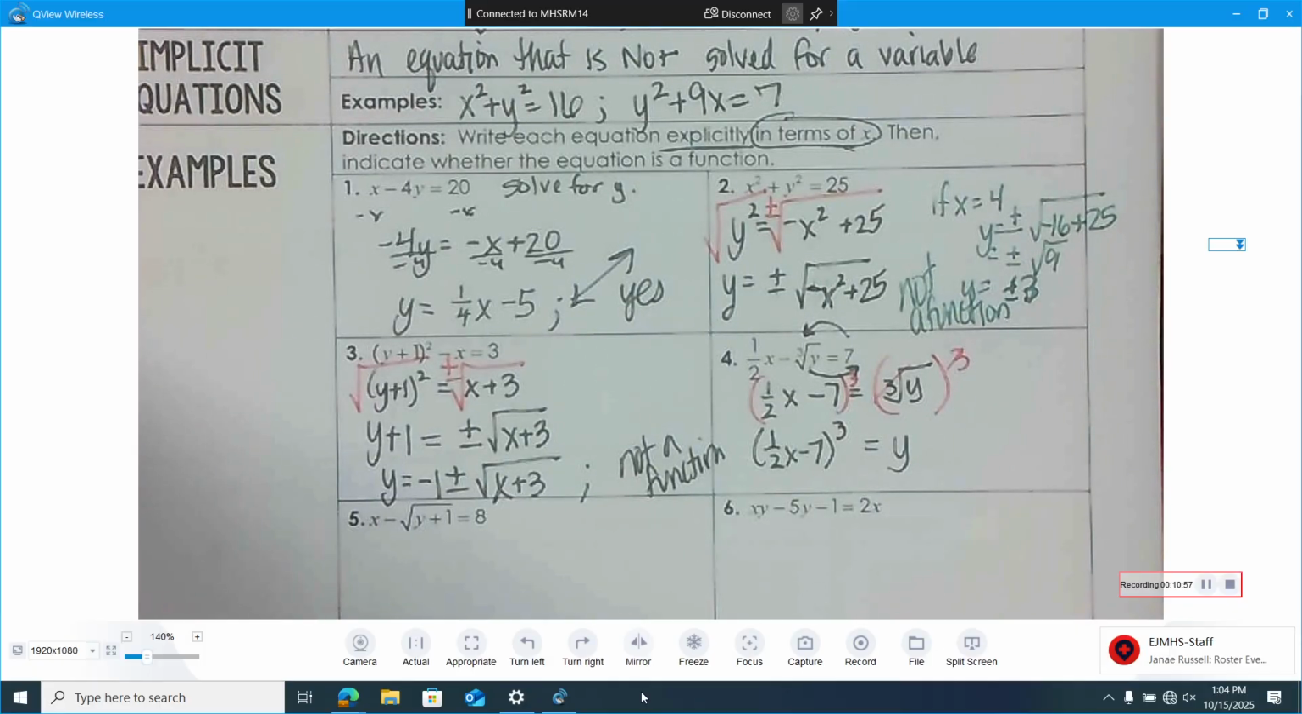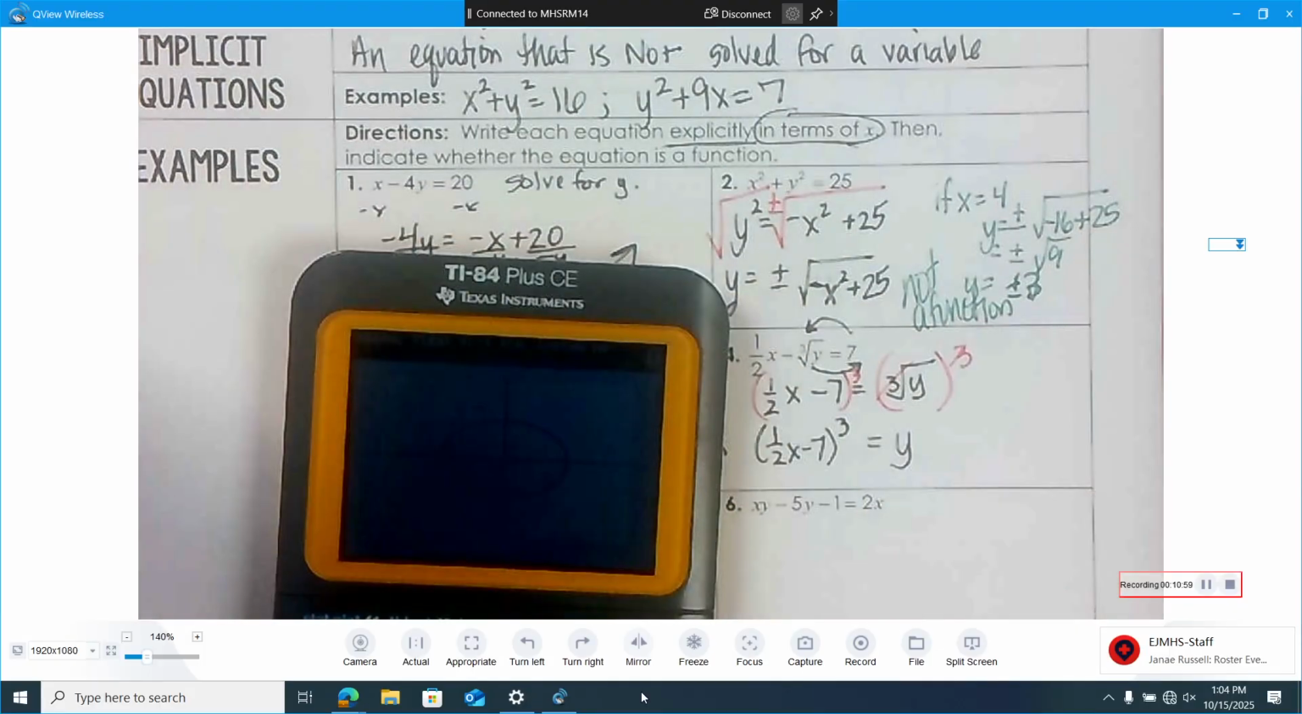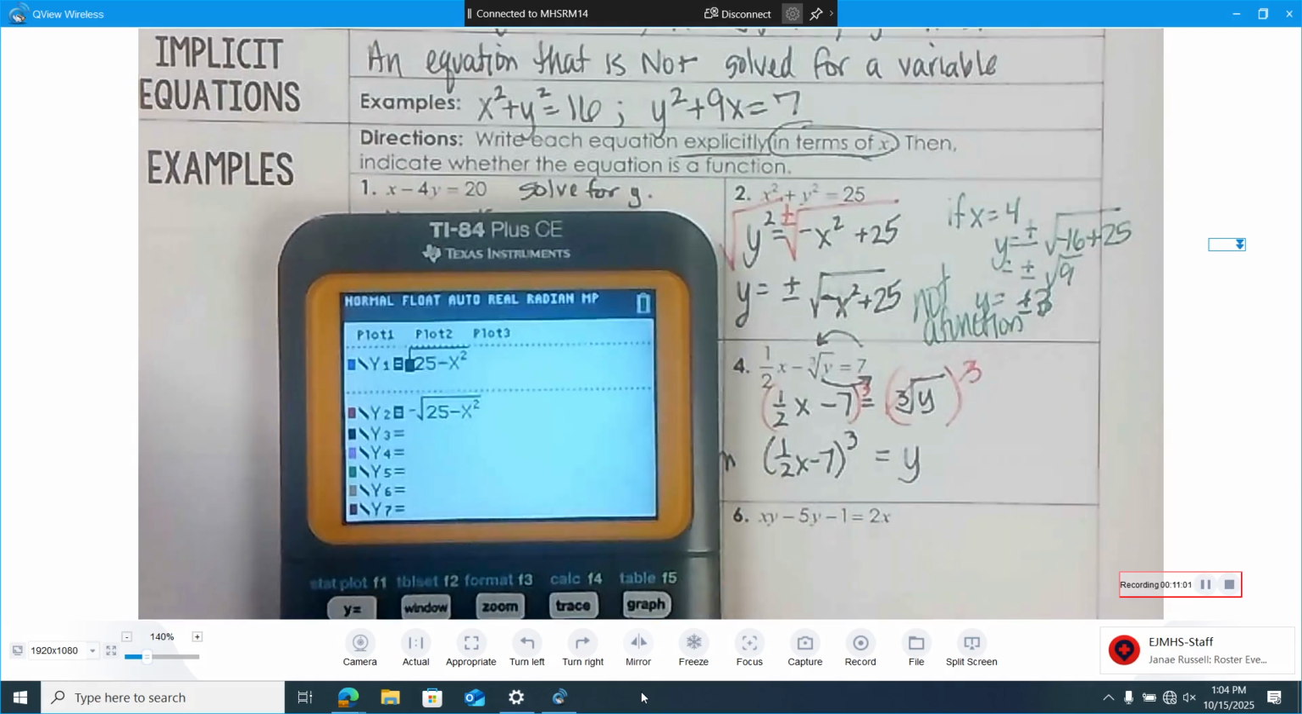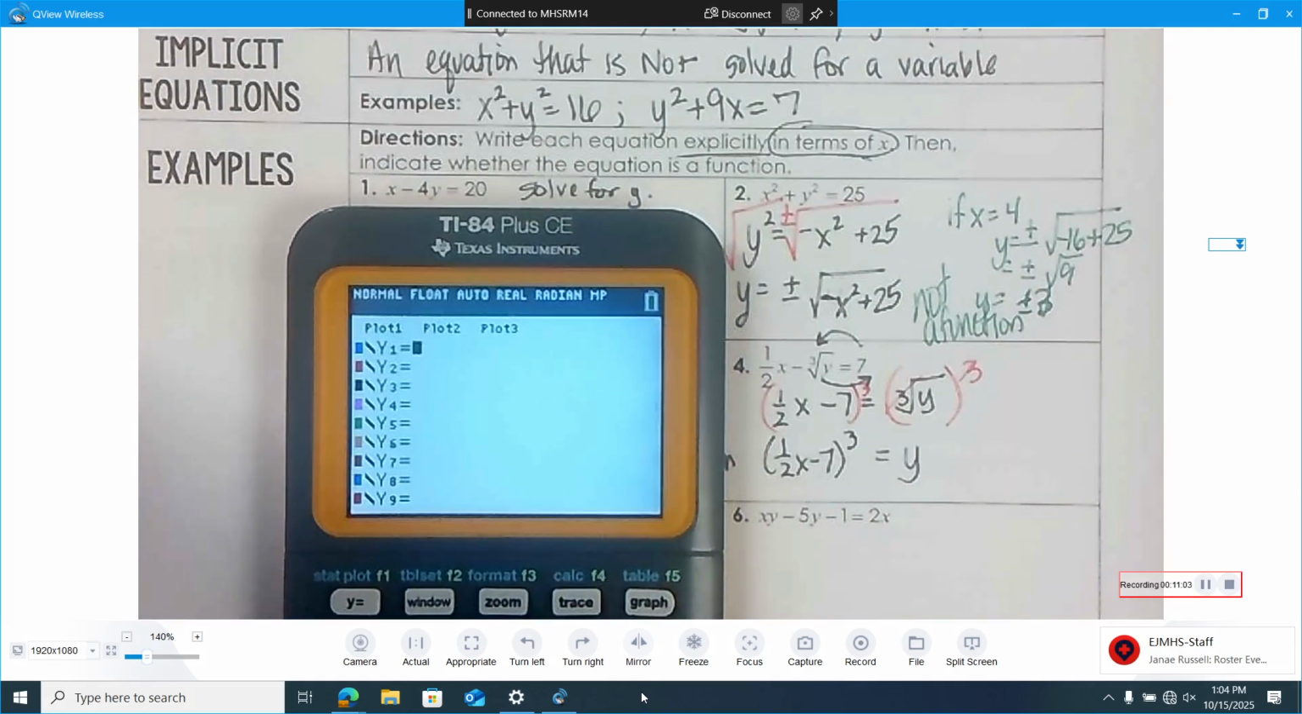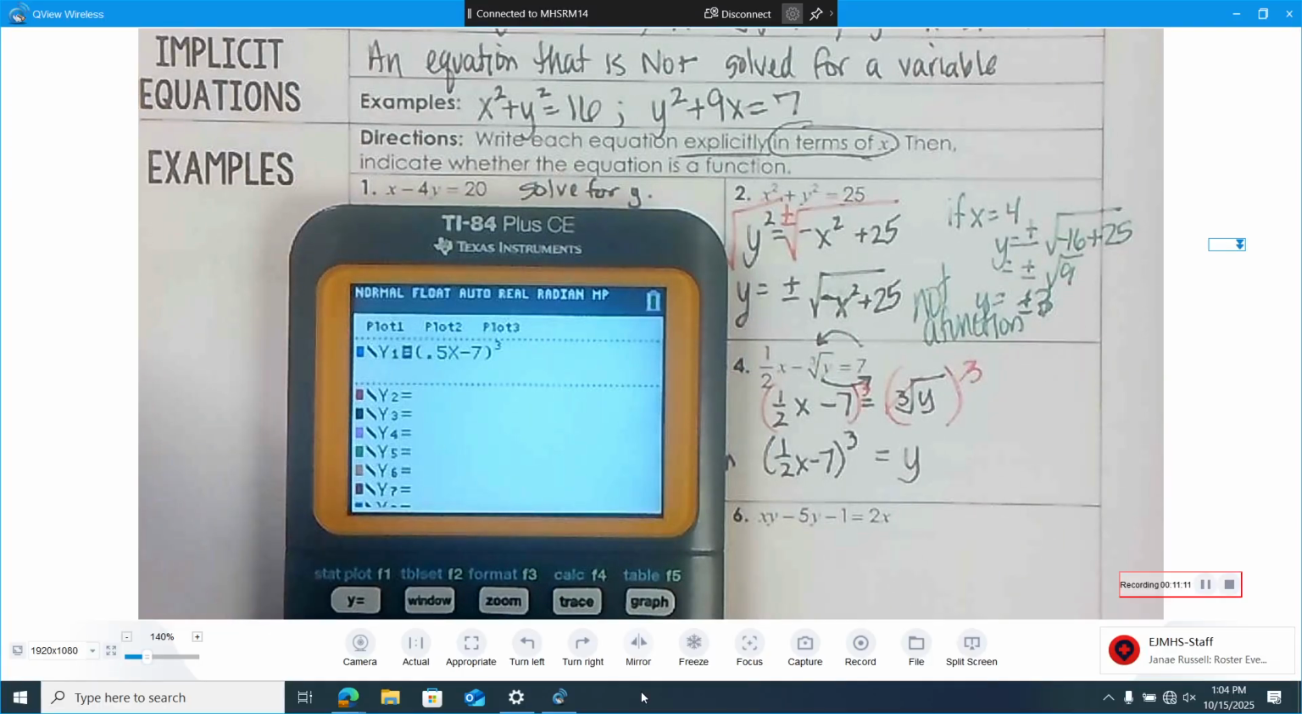Let's see. Do we think it's going to be a function or not a function? So when in doubt, graph it out. 1/2 x minus 7 quantity cubed. So when I plug in an x, I do some stuff and then I cube it. How many answers am I getting?